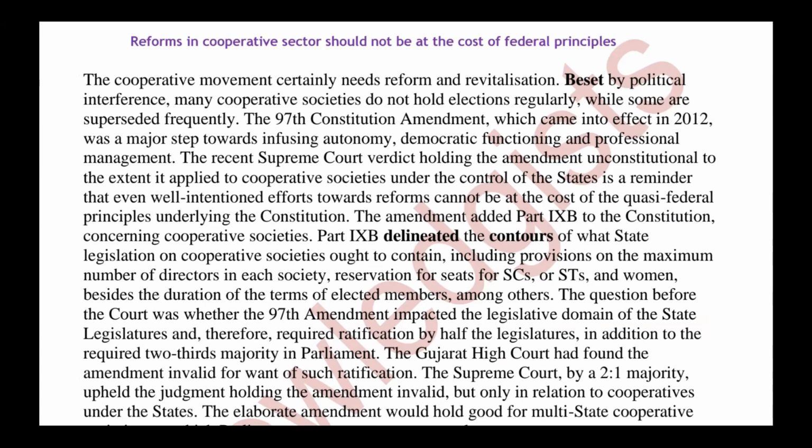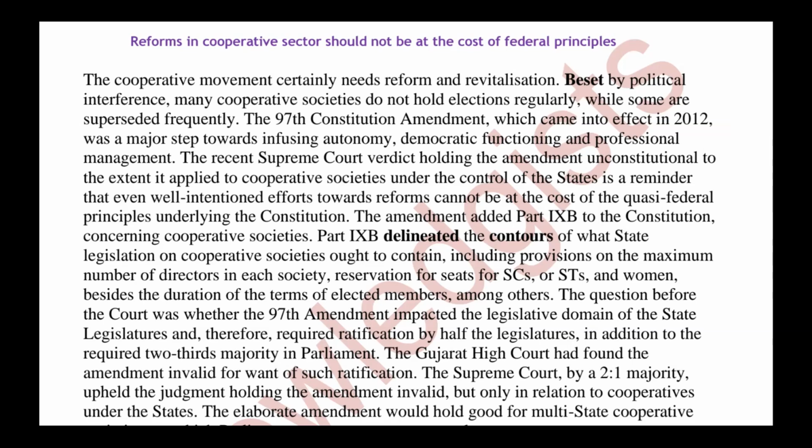So let's get started. The cooperative movement certainly needs reform and revitalization. As we know, what is a cooperative movement? जहाँ पे कुछ लोग क्या करते हैं? They used to do a business, they used to produce or buy or sell some things, and जो भी वहां से प्रॉफिट आता है they used to share it among themselves. It is a cooperative, means with cooperation they used to do something.